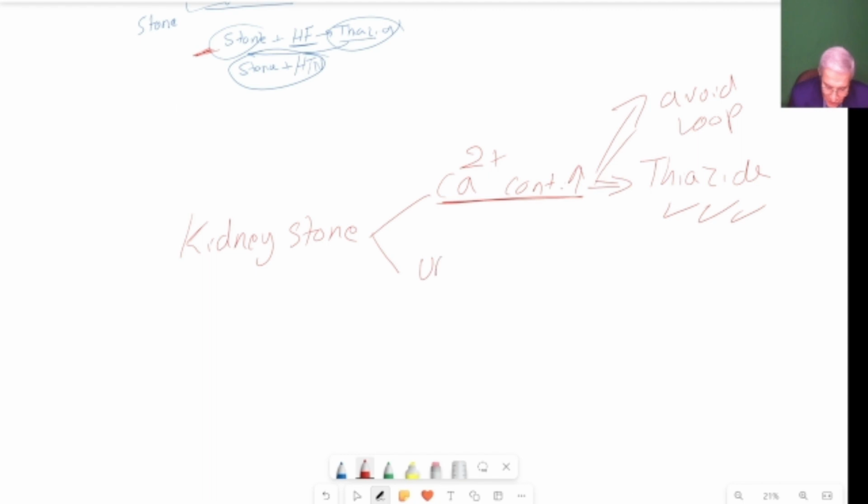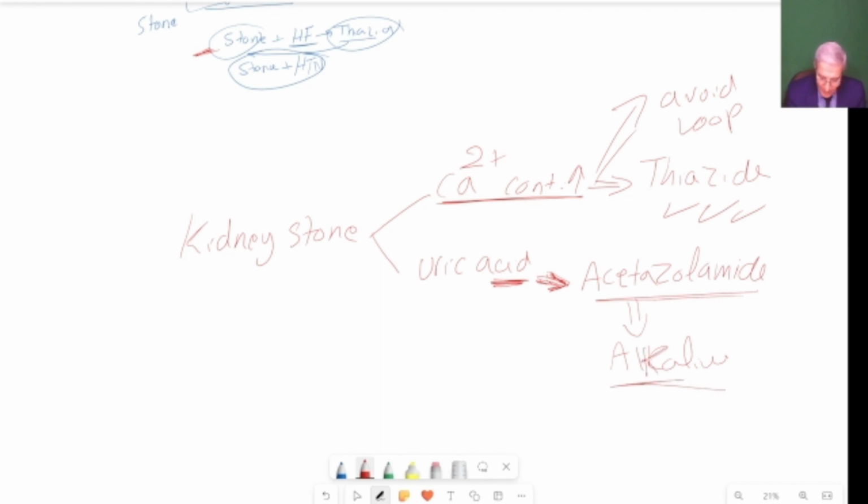Okay, what about uric acid kidney stone? Uric acid, from the name acid, means the urine is acidic, so we try to alkalinize the urine. Which diuretic mainly alkalinizes the urine? Which diuretic causes urine alkalosis? If you said acetazolamide, you are correct. Now we are able to manage kidney stones. If the patient suffers from calcium kidney stone, thiazide is appropriate, and we need to avoid loop diuretic. If the patient suffers from uric acid or cystine stones, we go with acetazolamide, because acetazolamide alkalinizes the urine.